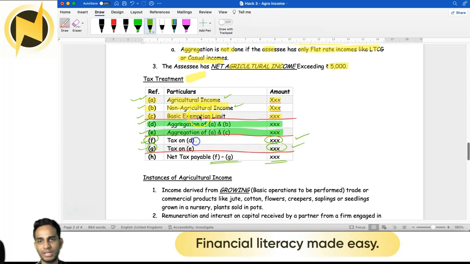So what is tax on D? Tax on D is nothing but your total income, agricultural plus non-agricultural income. That is tax on A plus B. What is tax on E? Tax on A plus C, agricultural income plus basic exemption limit. Clear? That's it. That's how we aggregate.